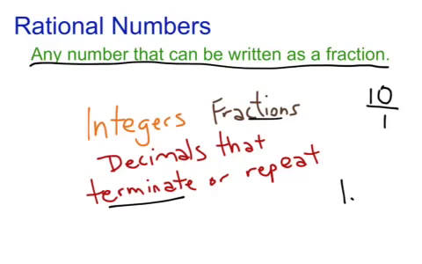So 1.2, that's a decimal that terminates. A decimal that repeats, like 0.33 repeating, can be written as a fraction. That's 1/3, as an example. So if you have a decimal that terminates or repeats, it's a rational number. So those are the types of rational numbers that there are.